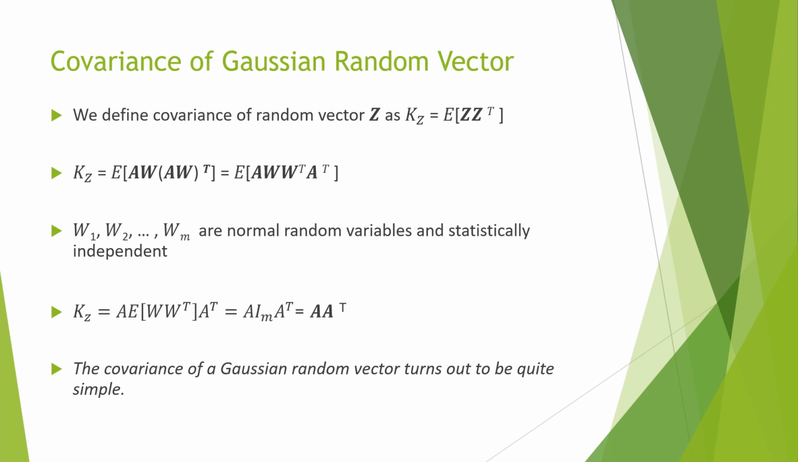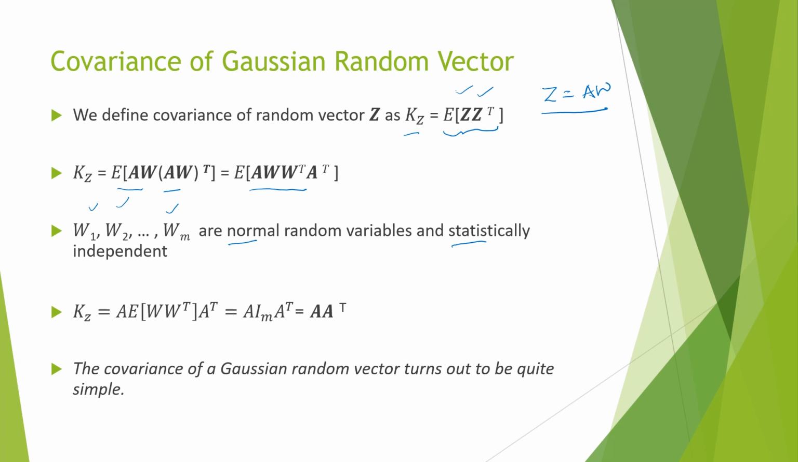Consider the covariance of the Gaussian random vector. The covariance is indicated as Kz, and it is given as the expectation of Z into Z transpose. As Z is a matrix, the matrix multiplication involves Z and the transpose of Z. We already know that Z is equal to A into W. Now substitute this into the definition of covariance, and rearranging we get this. Here we are assuming that all these random variables W1, W2, ..., Wm are normal and statistically independent. In the normal and statistically independent case, the mean value is 0, the variance is 1, and statistical independence means E[XY] equals E[X] into E[Y].